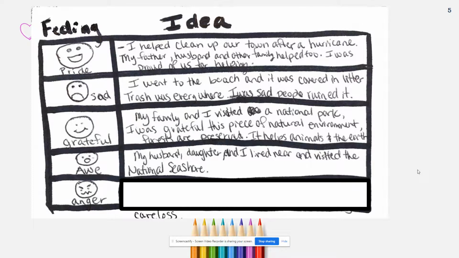Awe means that you are filled with amazement, respect, and wonder. I remember a time when my husband, daughter, and I once lived near and visited the National Seashore. I remember being in awe of this beautiful landscape, the crystal blue water, the healthy wildlife and fish that I could see through the water, and the clean beaches.